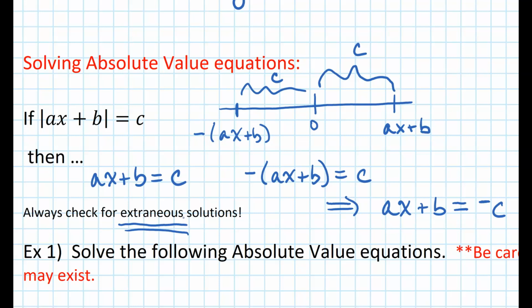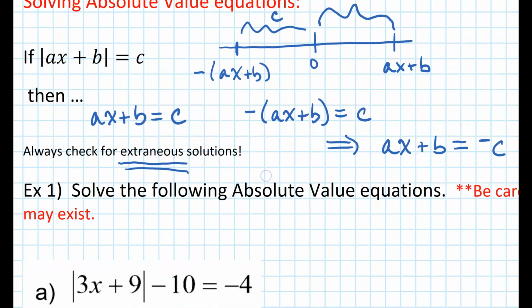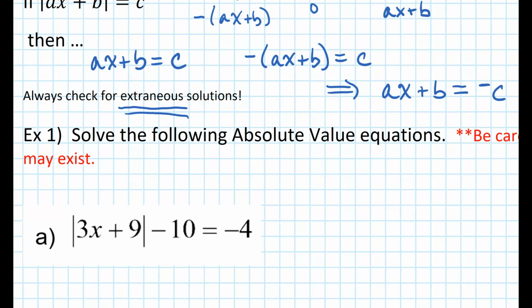So the extraneous solution is one of those where, when we solve the equation algebraically, we will get a solution, but we have to look at the original problem. So when we plug it back into the original equation, it's not going to make any sense. So always check it. Always check. Okay. So these always make more sense when you actually do one.